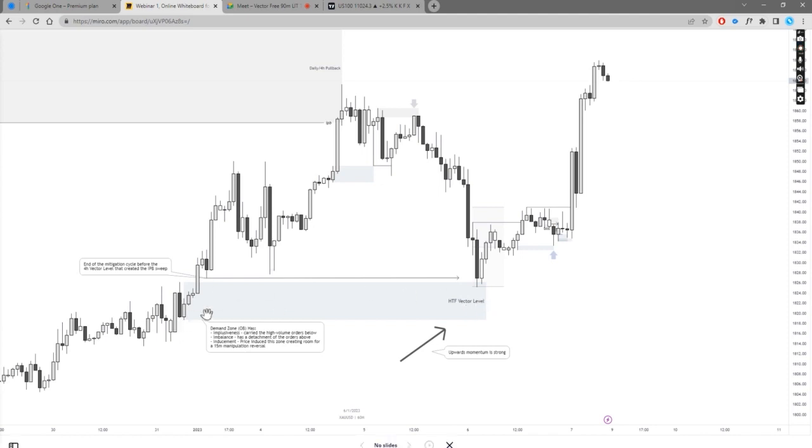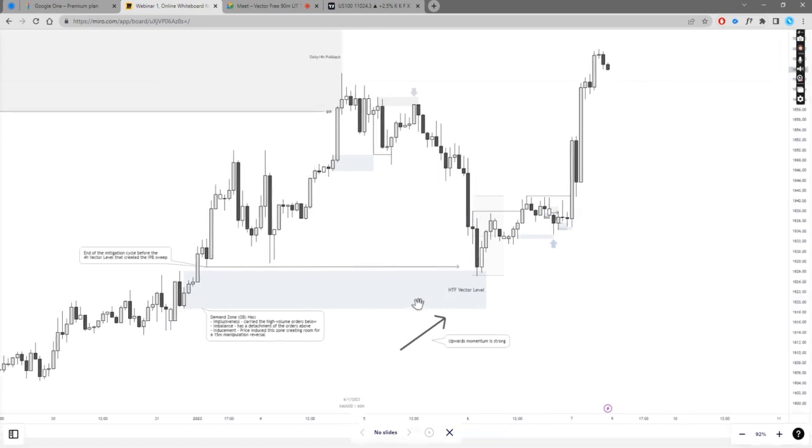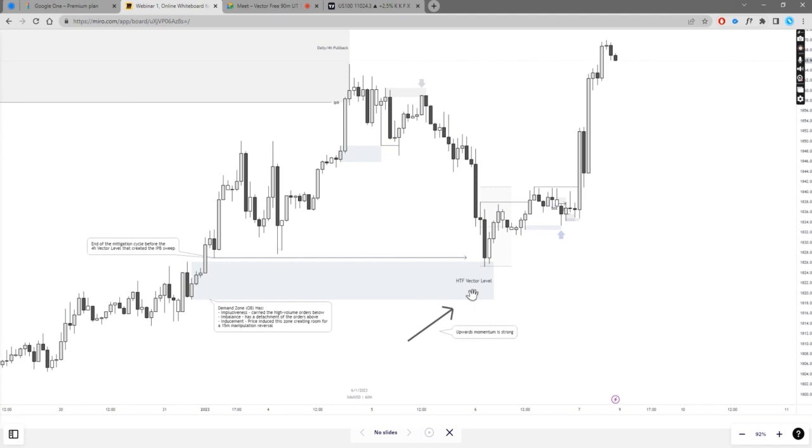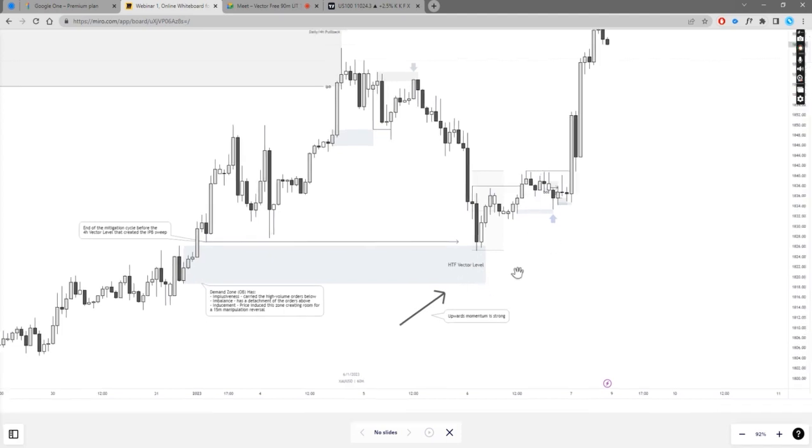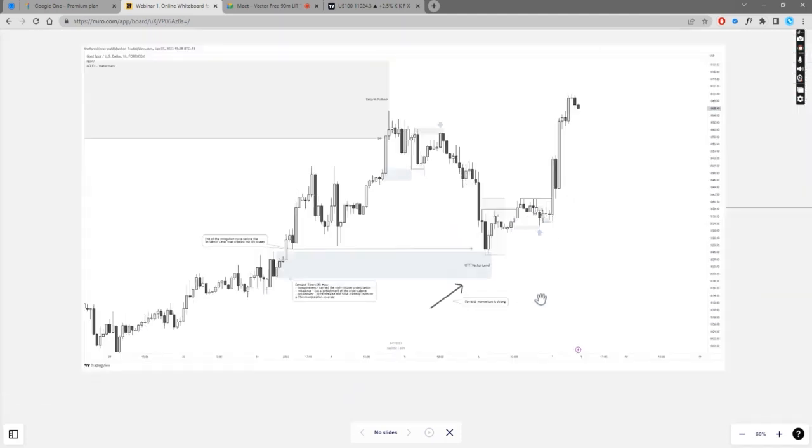The vector level, I won't go too much over why this is a vector level, but this is the last valid order block that created the sweep of our zone, okay? So there would have been a mitigation inducement here, and this would have created that push up, and it's a valid order block as well, okay? So we either respect the vector level or you break it and reverse, but in this case we respected our higher time frame vector level.